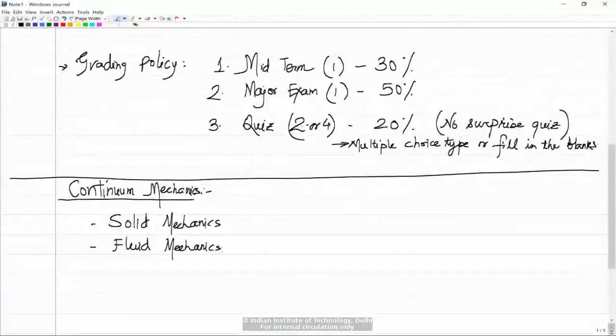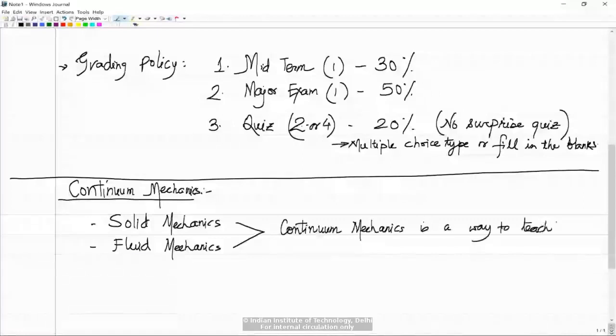You know, so these two courses are taught separately in UG, but continuum mechanics is a way to teach the two courses in one single framework. Okay? So you might think it's so interesting, isn't it? So continuum mechanics is a way to teach or learn both the courses in a single framework.